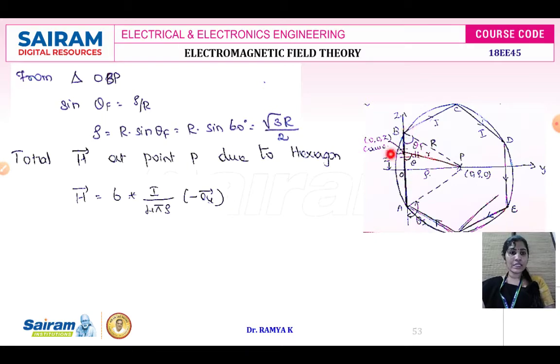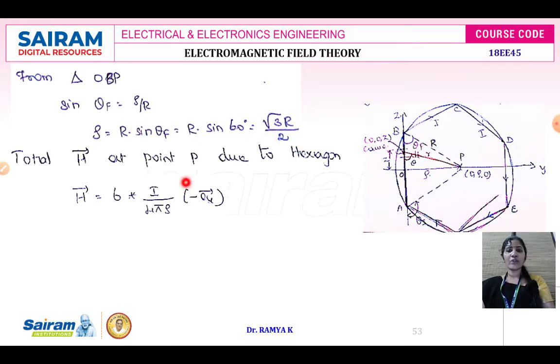Because it is inscribed in a circle, this is not going to be the complete value. Therefore, rho value is equal to root of r square plus z square. What is the distance between it is your rho factor, and this is going to be r. So from this, if you identify your sin theta f is equal to opposite, that is rho, divided by hypotenuse r. From this you can identify the value of rho as root 3 r divided by 2.